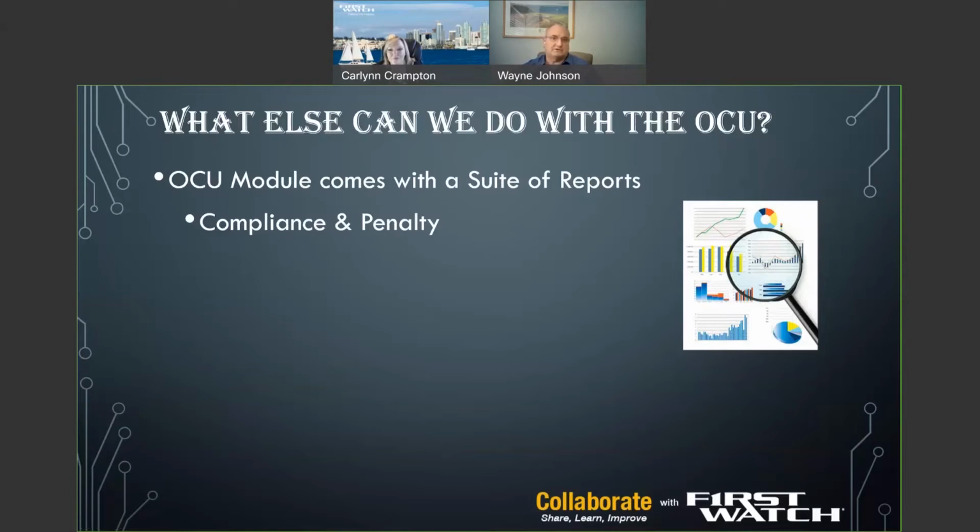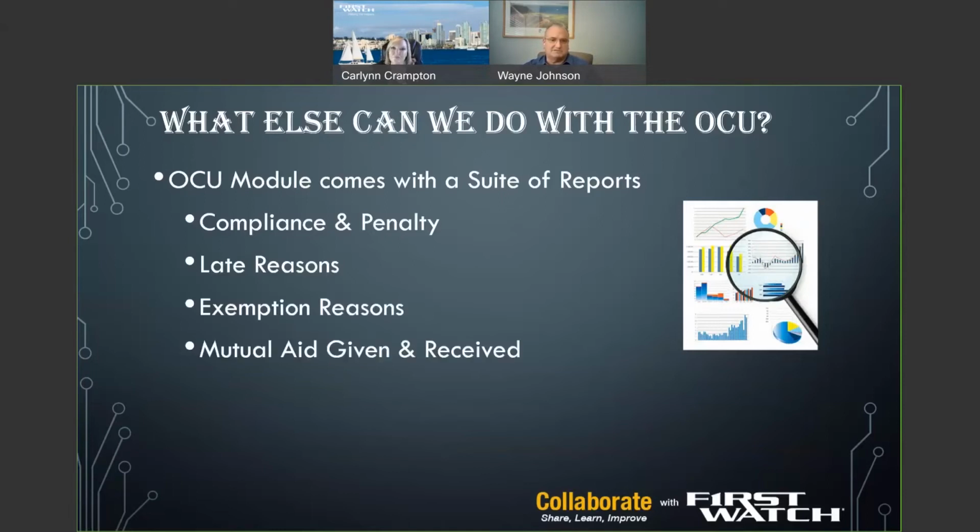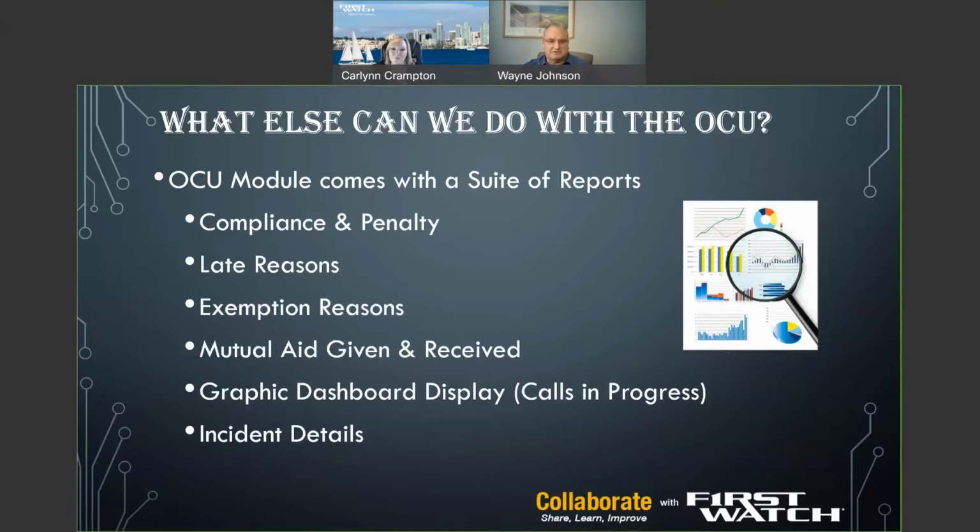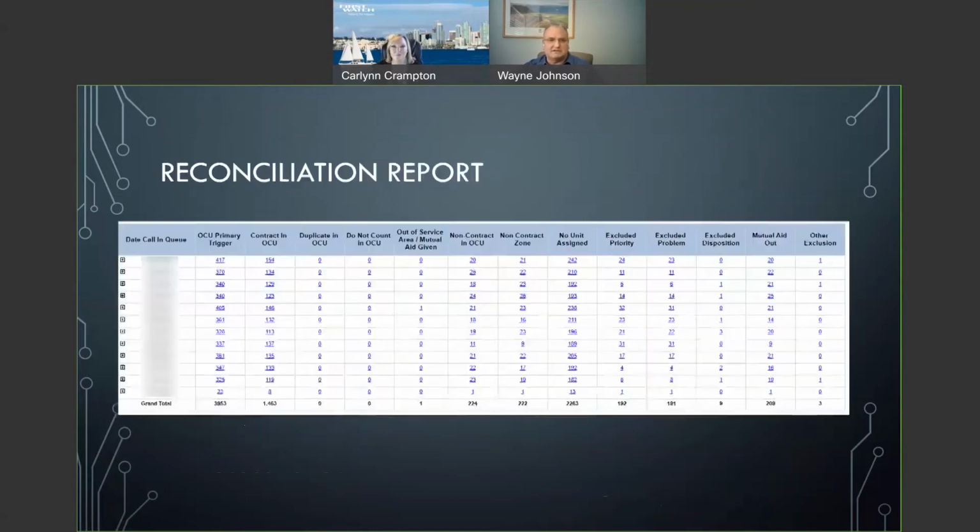You have your suite of reports. Like I said, the compliance and penalty, we just went over all these: the late reasons, the exemptions, the graphic display of calls in progress, and incident details and reconciliation.